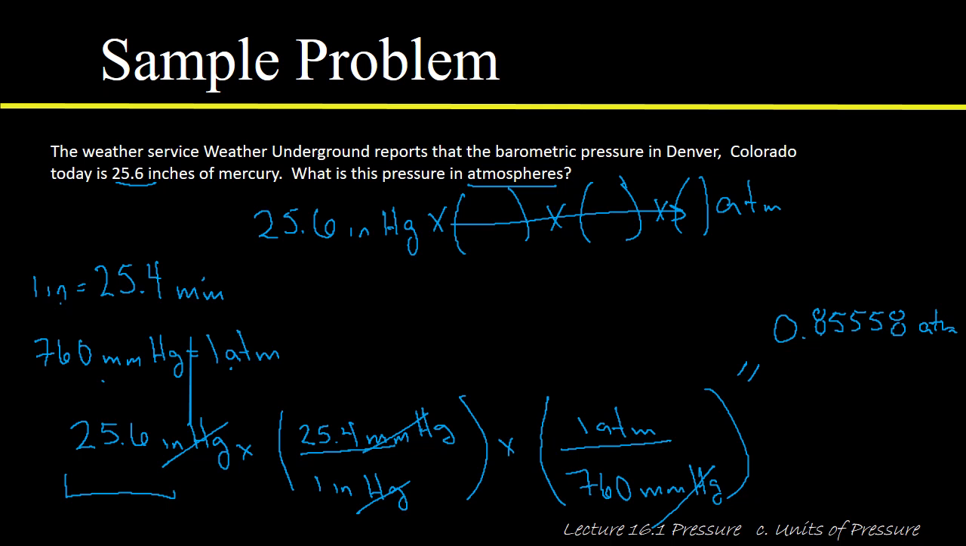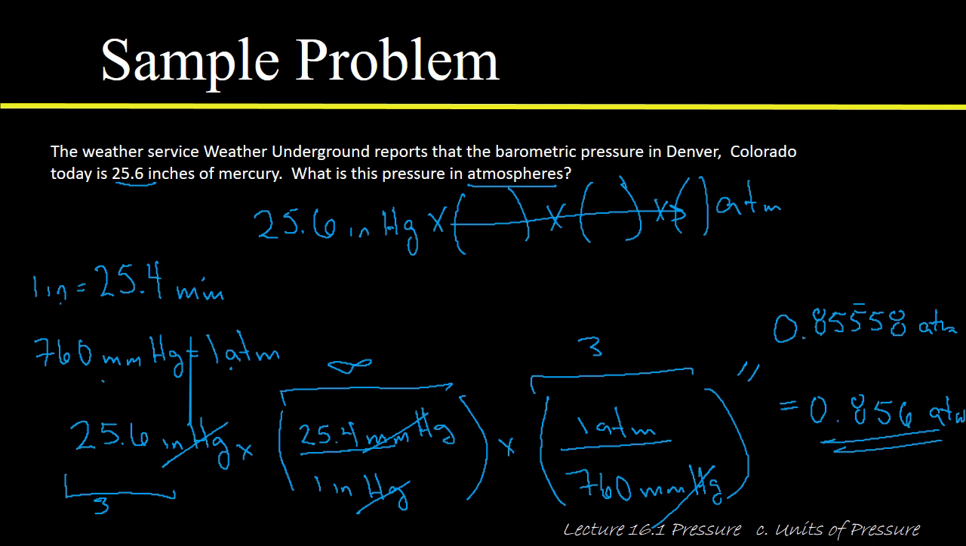Okay. And if we look at our significant figures, we've got 3 sig figs in the information given to us. This is an exact definition, so that has an infinite number of sig figs. This is not an exact definition, but it's very close. Got 3 sig figs here, so we should round this to 3 significant figures. And this would give us 0.856 atmospheres. That's our final result.